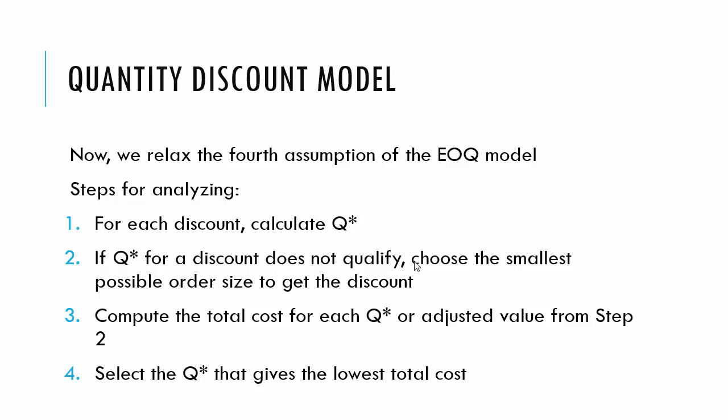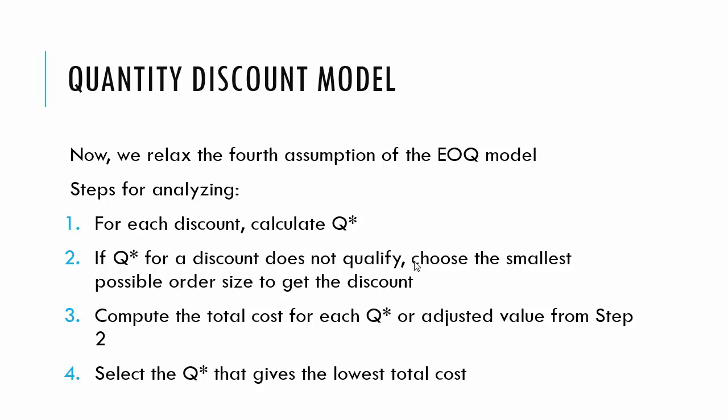So we relax the fourth assumption of the EOQ model, and then we analyze by these 4 steps. Number 1, for each discount, calculate Q star. Step 2, if Q star for a discount does not qualify, choose the smallest possible order size to get the discount. And then step 3, compute the total cost for each Q star or the adjusted value from step 2. And then step 4 is the easy one, select the Q star that gives the lowest total cost.